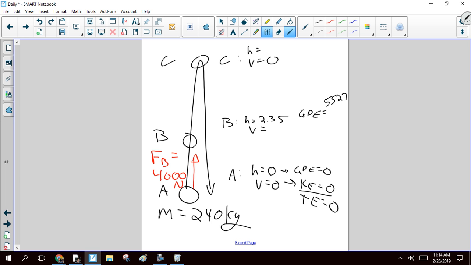All right. I don't know my velocity, so I can't find my kinetic energy. That means I don't know my total energy. Follow? All right. And at the top of the path, I don't know my height, so I don't know my GPE. My velocity is 0, so I know my kinetic energy is 0, but I can't find my total. All right. That's it. Autopilot.